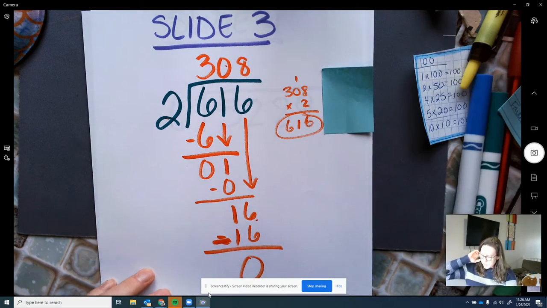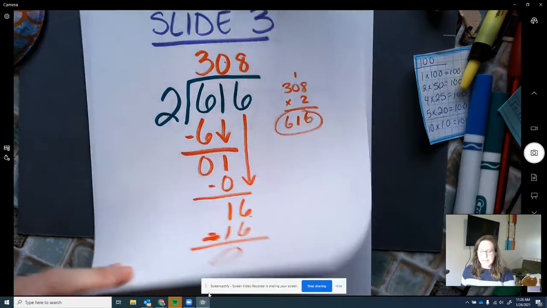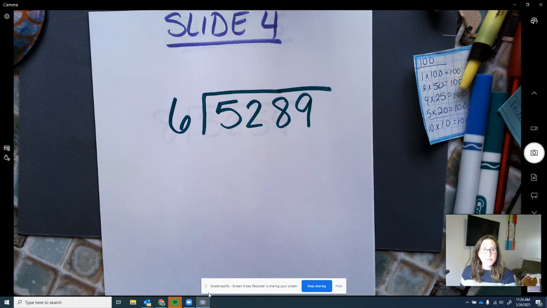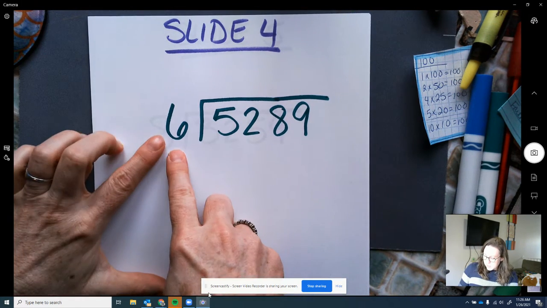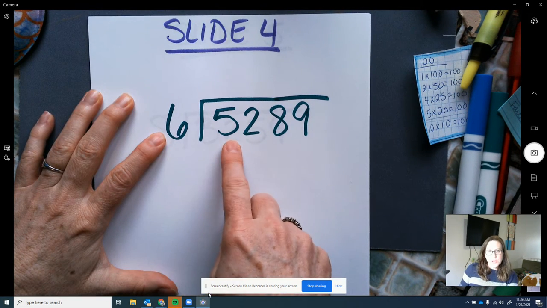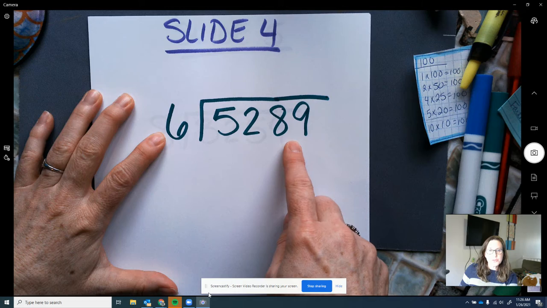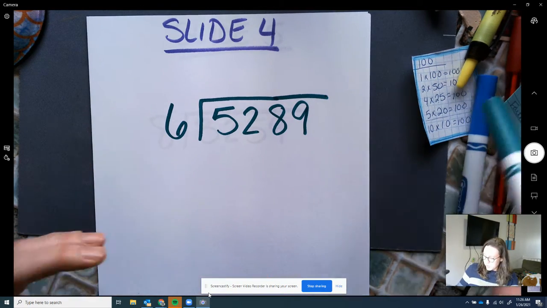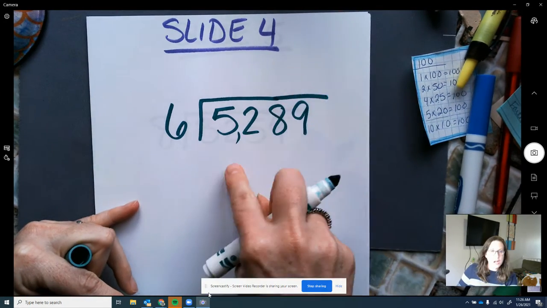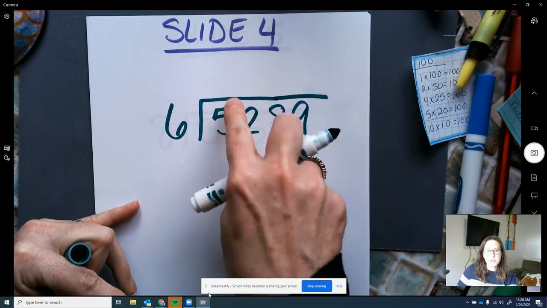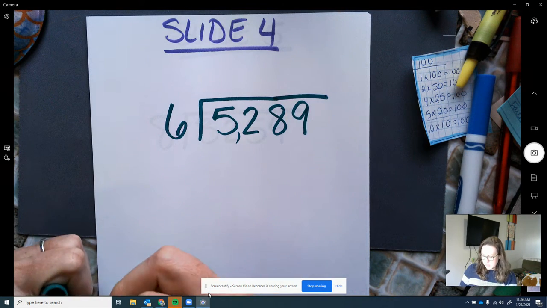Okay, I'm going to switch my orange because my orange just started to die out. Slide 4. Slide 4 is 6 into 5,289. Now we can put the comma in there. The comma doesn't make any difference when we're doing our quotient. If it helps you read that number, you can put the comma in.